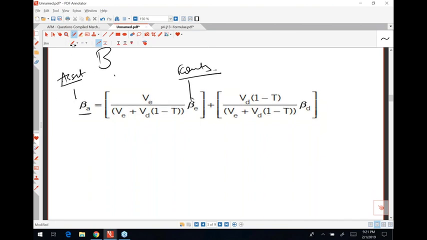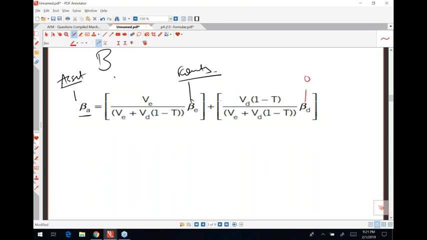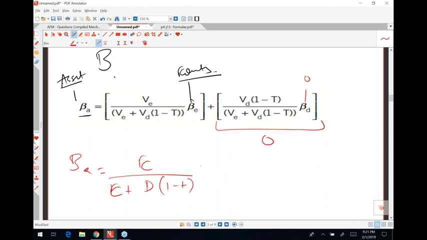Now, when we assume that the debt beta has a value of zero, this whole bracket becomes a zero value. And we are left with this formula: asset beta is equivalent to market value of equity divided by market value of equity plus market value of debt (1 minus t), multiplied by equity beta.